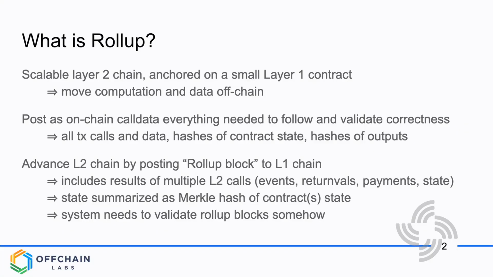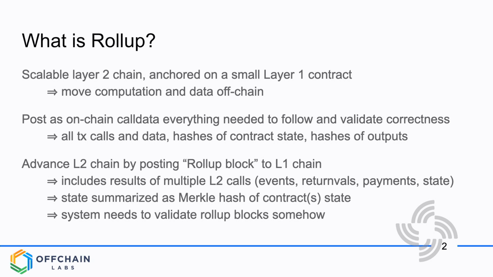The second thing about Rollup is that you post as on-chain call data everything that's needed to follow and validate the correctness of the L2 chain. So everyone who wants to can follow what's happening on the L2 chain, reconstruct it all, and figure out if it's correct. And that means that you have the ability to participate in the protocol to ensure correctness at L2. So that's all transaction calls and data hashes of the contract state and of outputs.